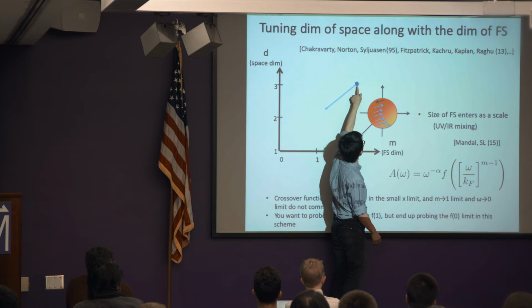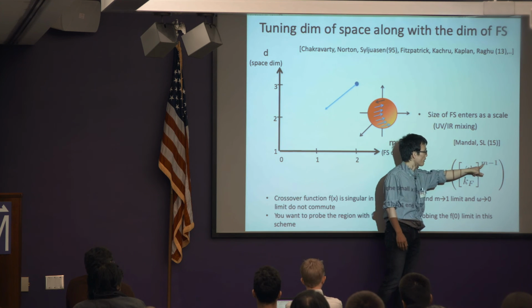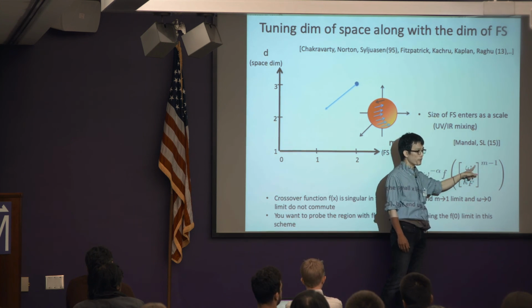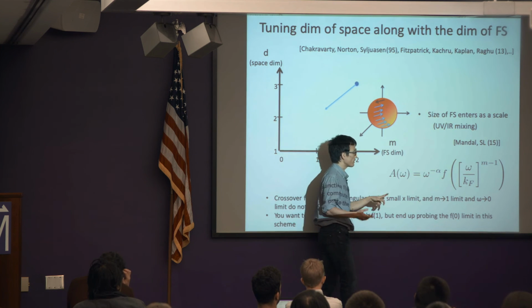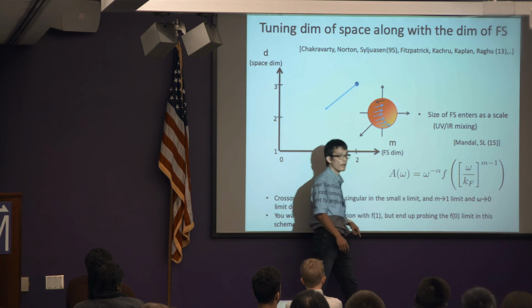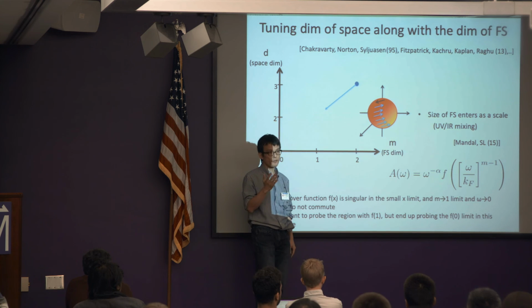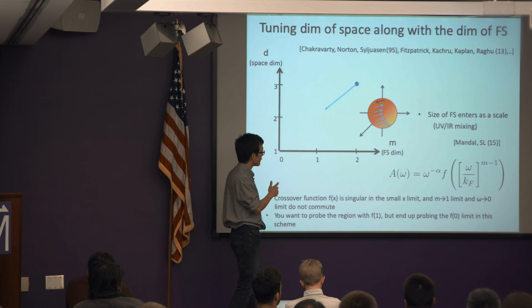But if you start from here and then take the low energy limit first, then you have a power that is greater than 1, and then you take the low energy limit, and this is 0. And then usually this function f, as a function of that ratio, is a singular function in the small x limit. So therefore, the low energy limit does not commute with the m goes to 1 limit.